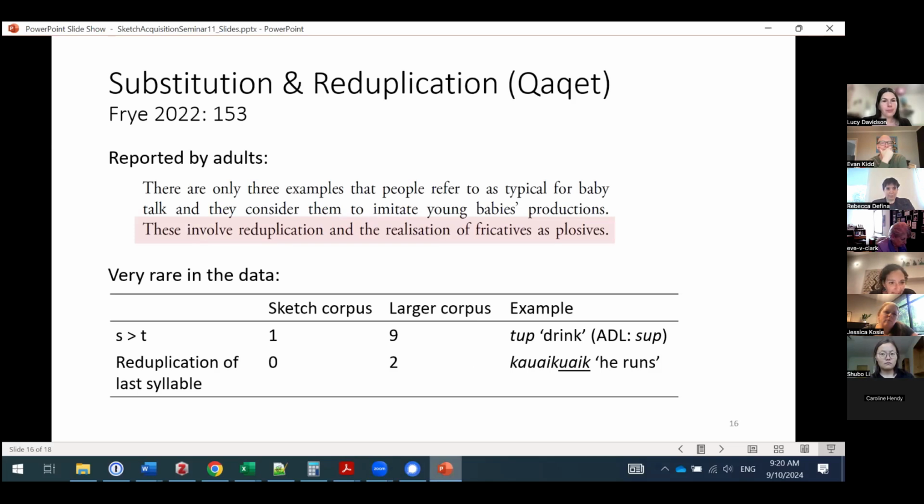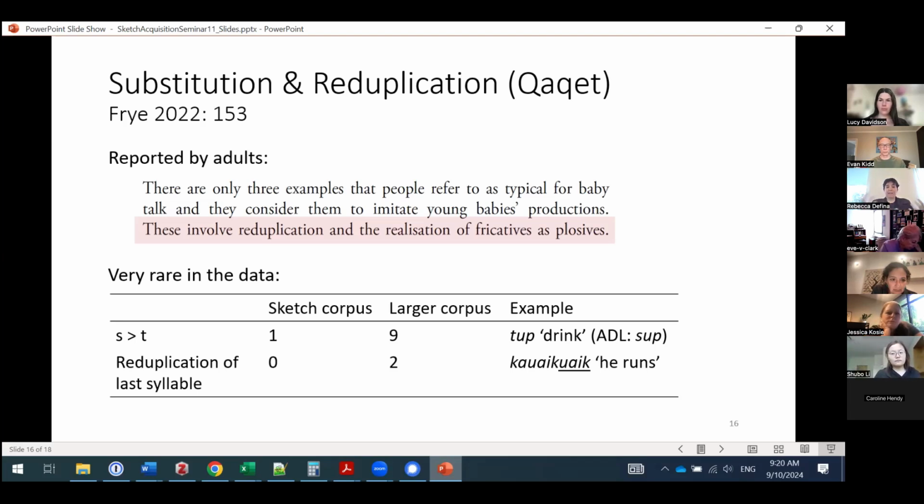So it was reported by adults that it was typical to make these realization changes, changing fricatives to plosives and doing reduplication. But this was fairly rarely noticed in the sketch corpus. So there was one case of an S to T. So sup would be to drink, but it's pronounced tup in the sketch corpus, and there were no cases of this reduplication that was reported by Carquette speaking adults.